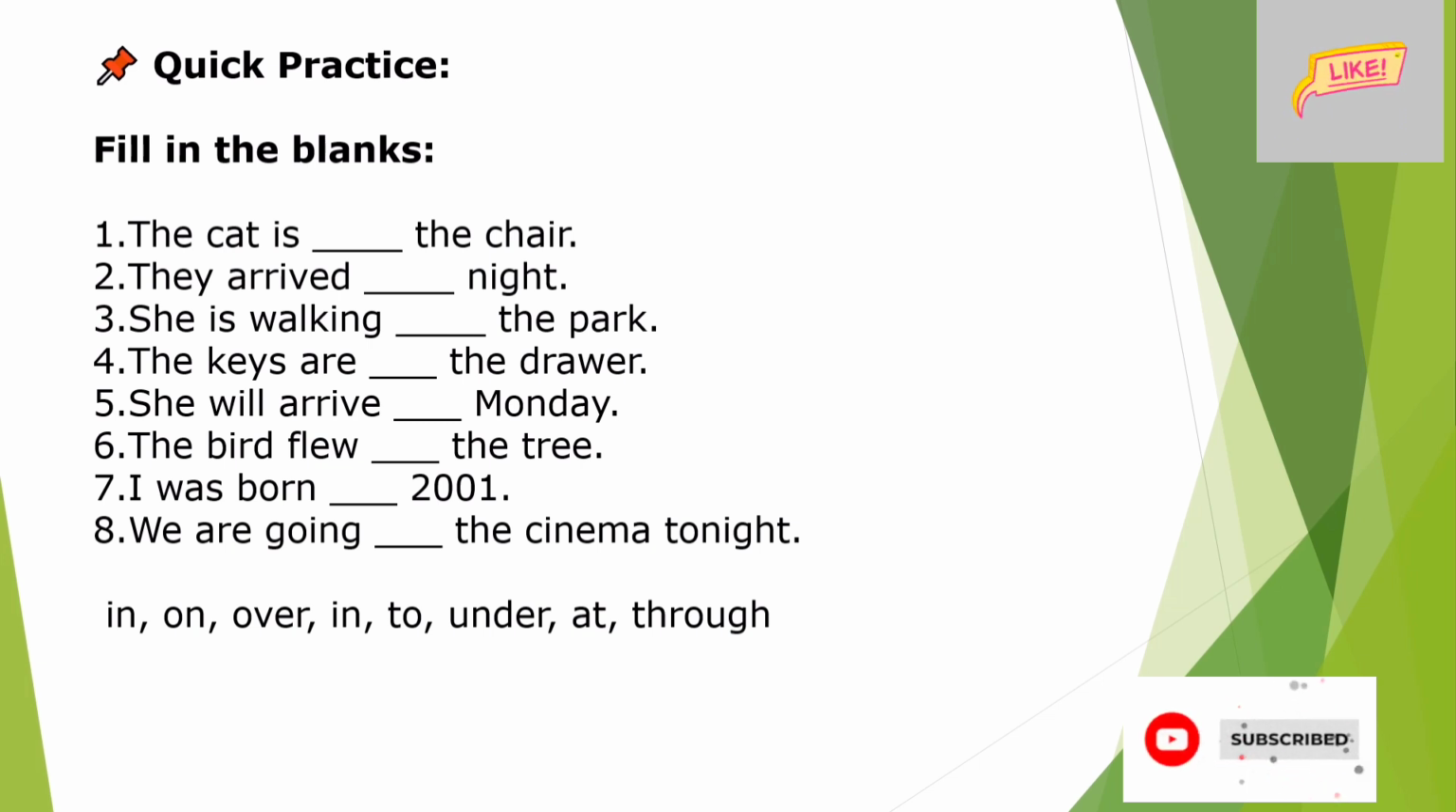The cat is dash the chair. They arrived at night. She's walking dash the park. The keys are dash the drawer. She will arrive dash Monday. The bird flew dash the tree. I was born dash 2001. We are going dash the cinema tonight.